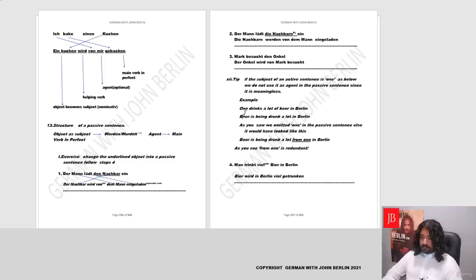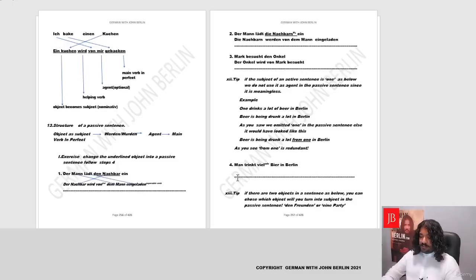Could be anyone. Yes. So when you write it in German, in passive, beer is being drunk a lot in Berlin, you'll simply say beer is being drunk a lot in Berlin. You'll not say from one. Yes. Don't need to say that. It's irrelevant. Yes. So here is the sentence. Let's do it ourselves. Man trinkt viel Bier in Berlin. Trinken is to drink. Viel is like very, very much. Yes. Okay. So we'll write it here.